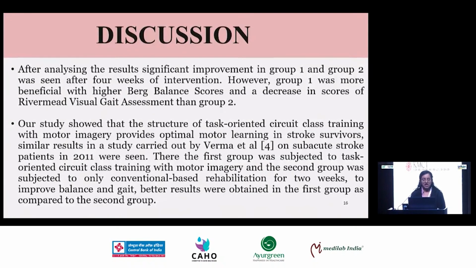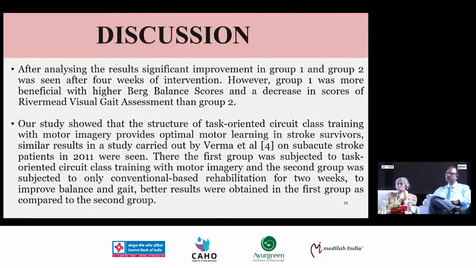Discussion. After analyzing the results, significant improvement in group 1 and group 2 was seen after 4 weeks of intervention. However, group 1 was more beneficial with higher Berg Balance score and a decrease in score of Rivermead Visual Gait Assessment compared to group 2. Our study showed the structure of task-oriented circuit class training with motor imagery provides optimal motor learning in stroke survivors. Similar results were seen in the study carried out by Verma et al. on subacute stroke patients in 2011.